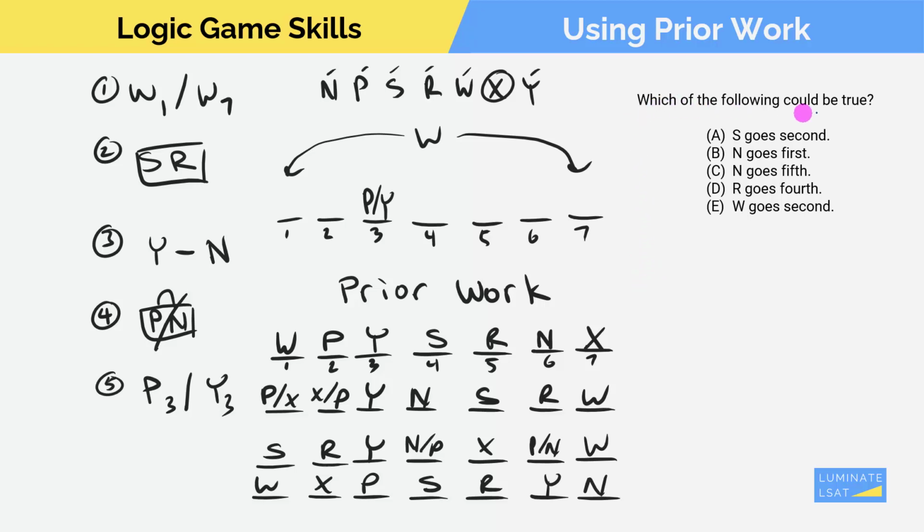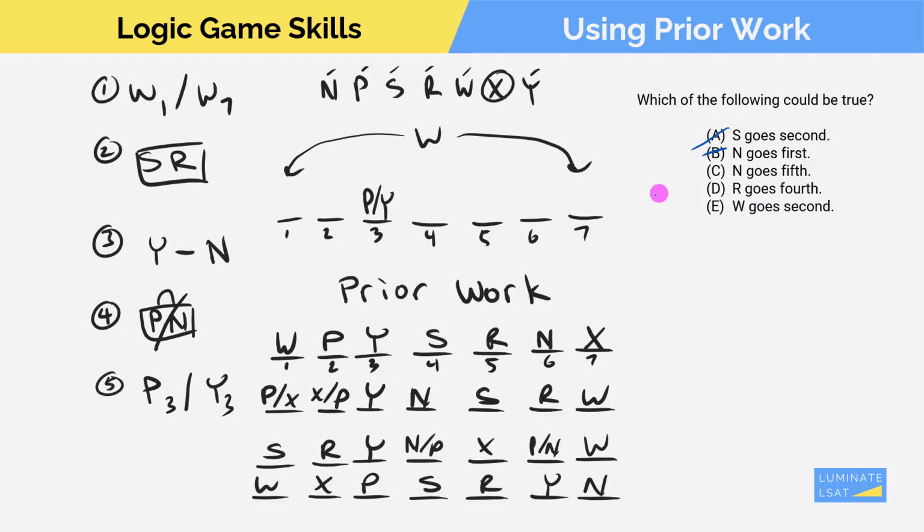The question's asking which of the following could be true. A says S goes second, but the S has to have R immediately after it, and if you put S second, you have no room for the R because the P or Y is in 3. B says N goes first, but we know that the N comes after Y, so there's no room to put N in first and the Y before it, so B is not correct. C says N goes fifth, and it seems like that could be true because you could put N in 5 and just put the Y somewhere before it, so I'm not sure. C looks like it could be true.